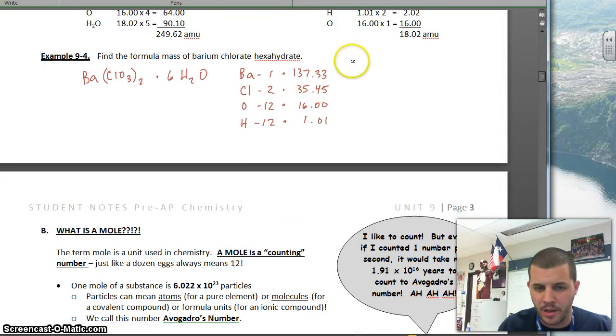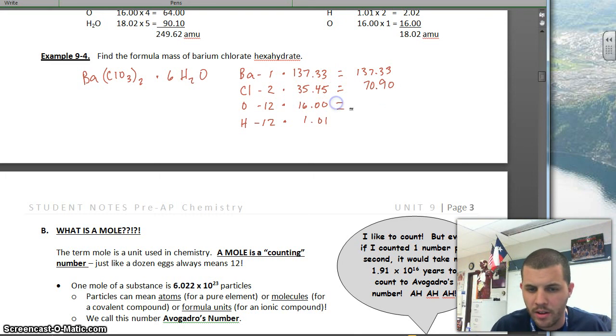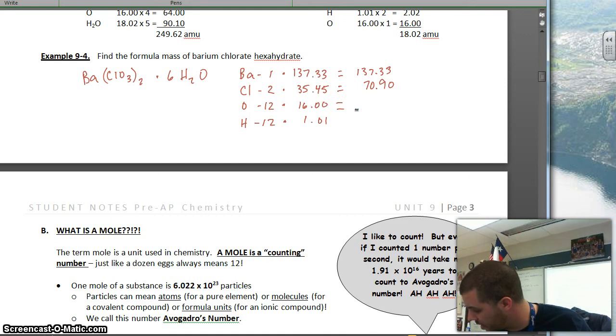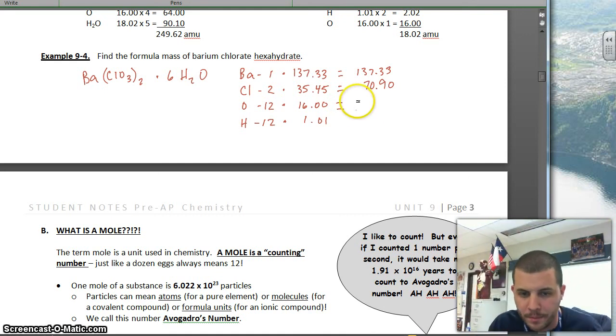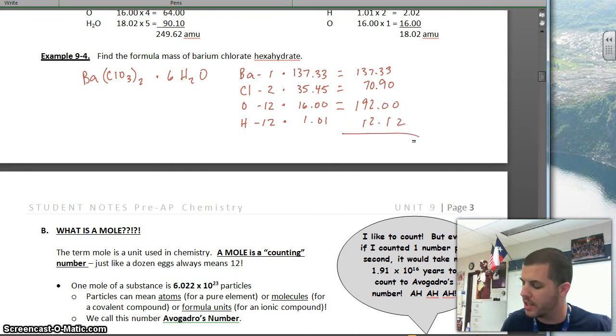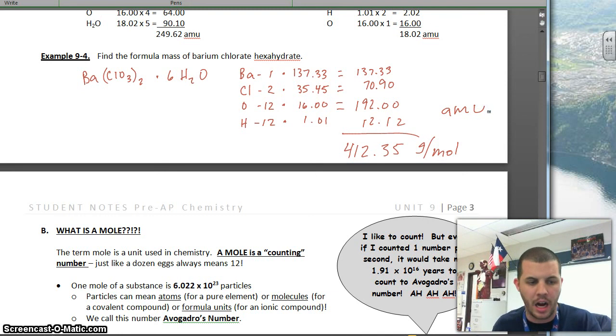All right, so now let's go ahead and do this math. 1 times 137.33 is 137.33. Chlorine is going to be 70.90. 12 times 16 equals 192. And then hydrogen is going to be 12.12. And so now we're going to add all of these numbers up to find our total molar mass. So 137.33 plus 70.90 plus 192.00 plus 12.12. And we get a molar mass of 412.35 grams per mole, or AMU. Both are accepted. Both are just fine.